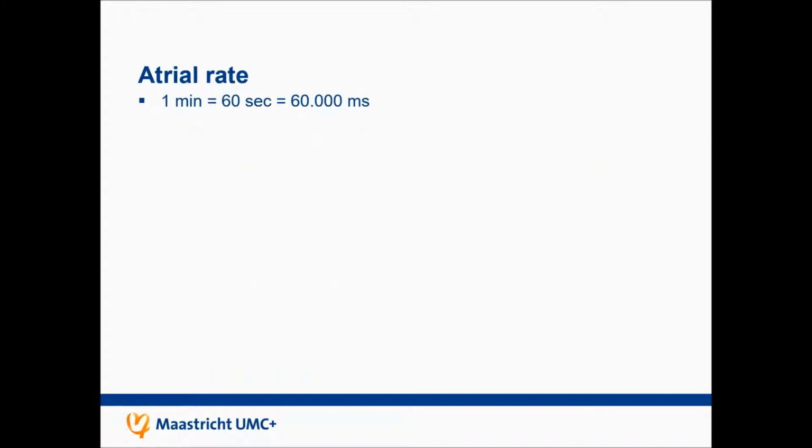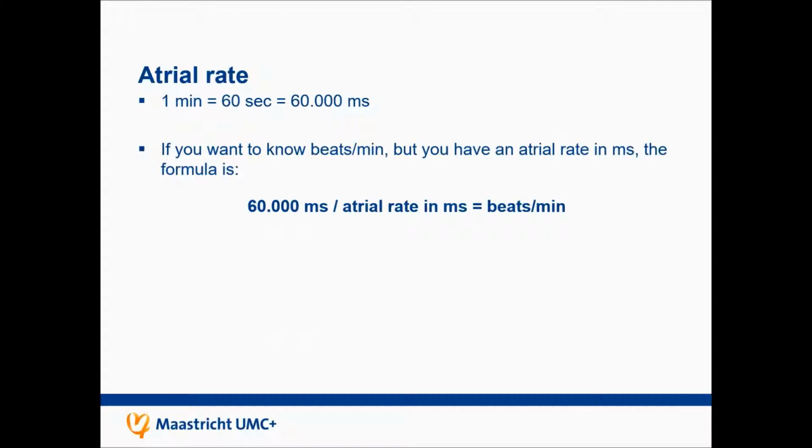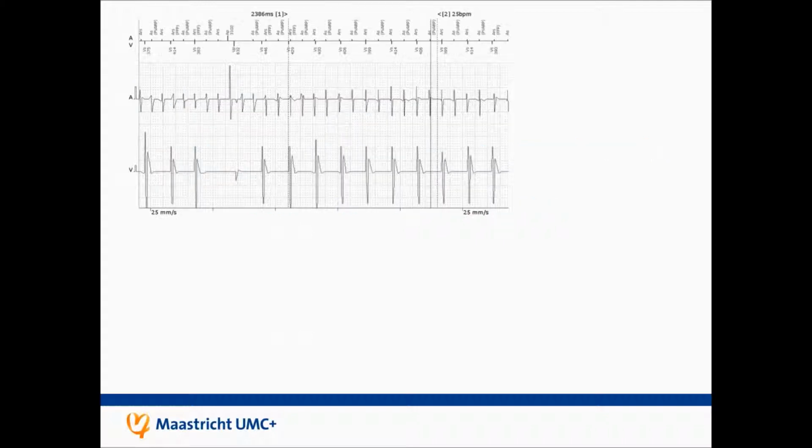Well, this is very simple. 1 minute is 60 seconds, 60,000 milliseconds. If you want to know how many beats per minute and you have an atrial interval in milliseconds, then you have to divide 60,000 milliseconds by the atrial interval in milliseconds, and you get it in beats per minute. That's very straightforward. And here's an example of that.